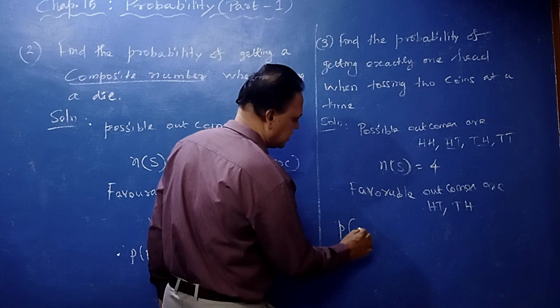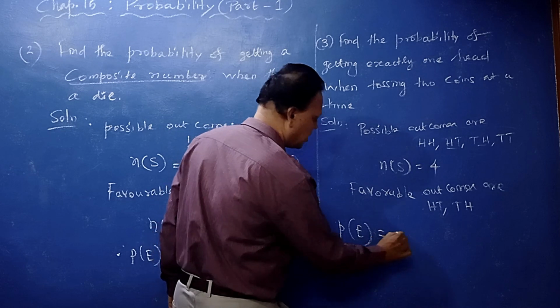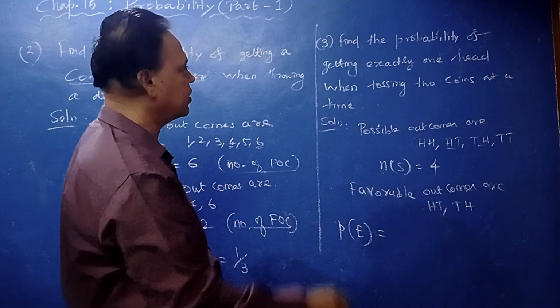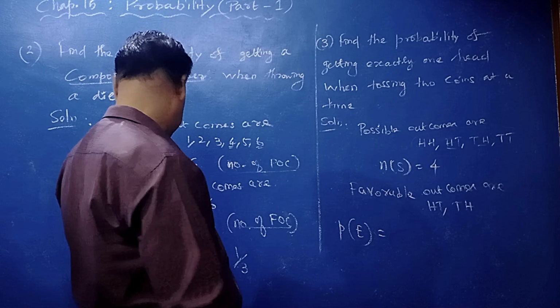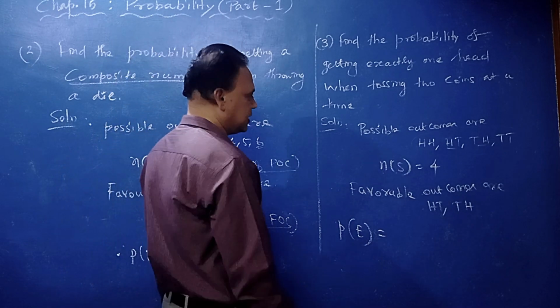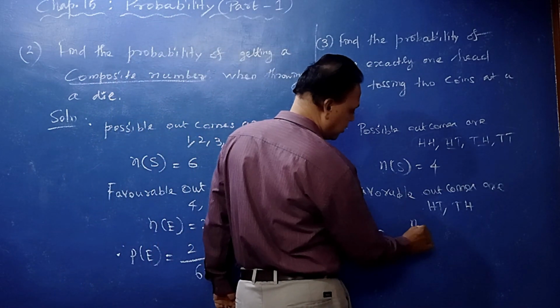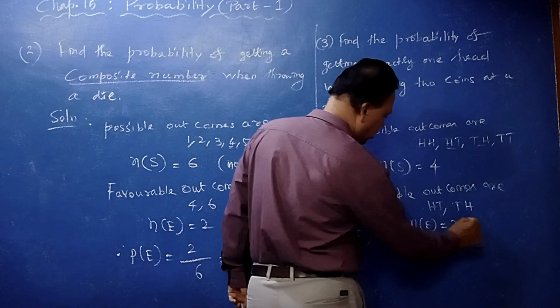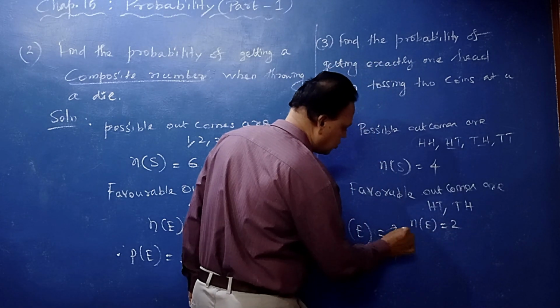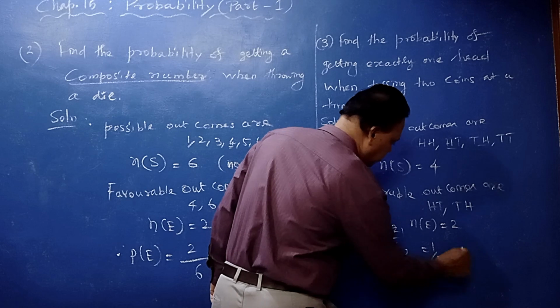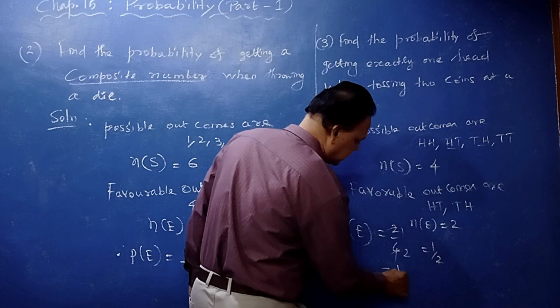of an event, that is probability of E, or you write probability of exactly one head. That is, here you write the number of favorable outcomes, n of E is 2. So 2 by 4. Simplify means 1 by 2. That is equal to 1 by 2.